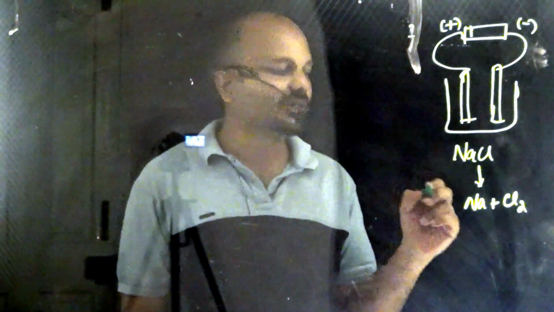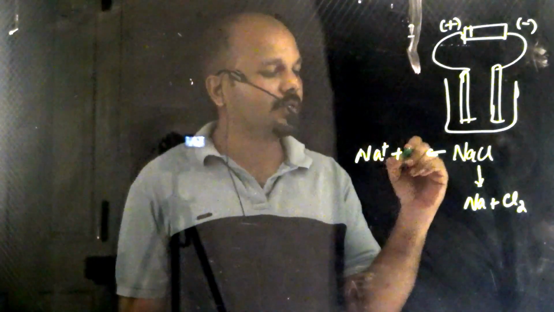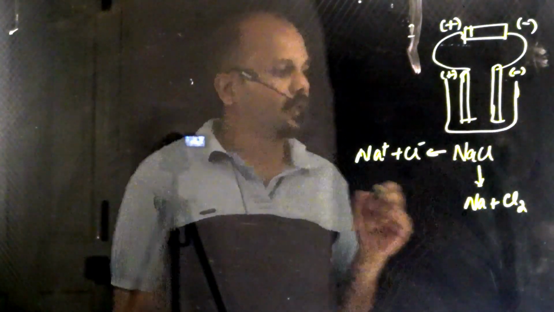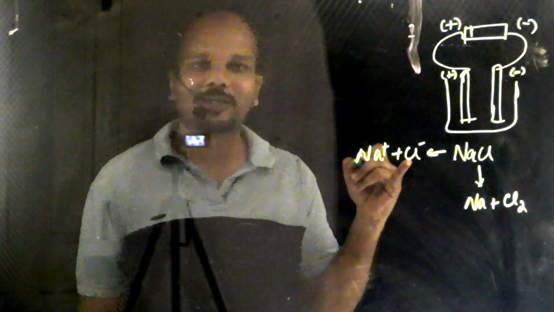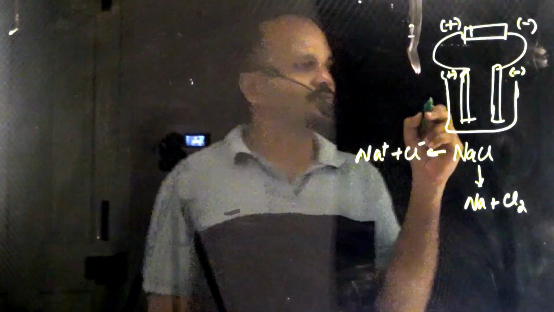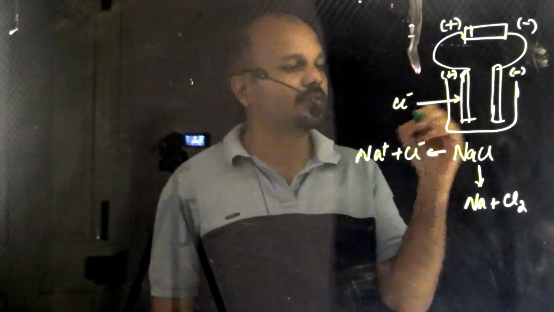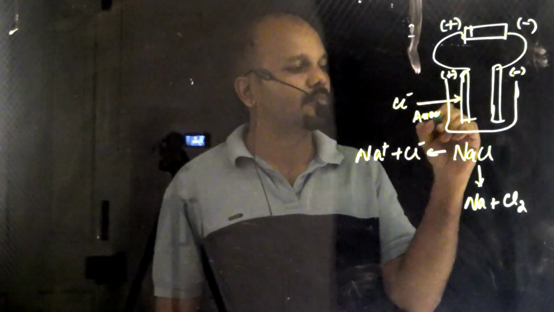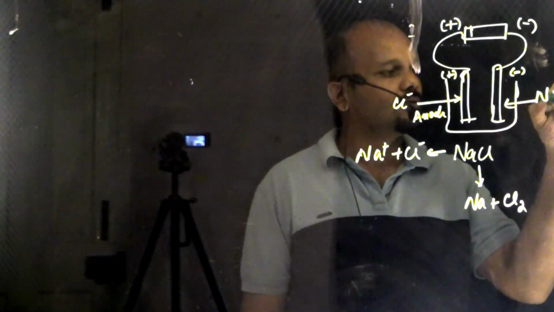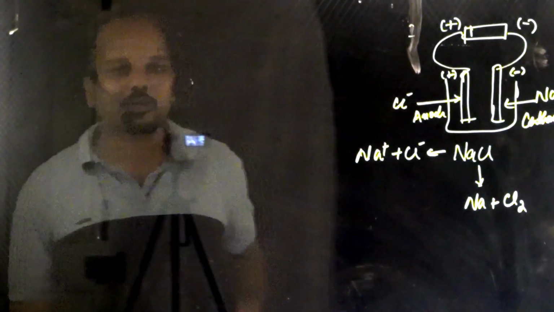Molten sodium chloride dissociates into Na plus and Cl minus ions. Let this be the positive terminal and this the negative terminal. Anions, Cl minus, will go to the anode, the positive terminal. Cations, Na plus, will go to the cathode.